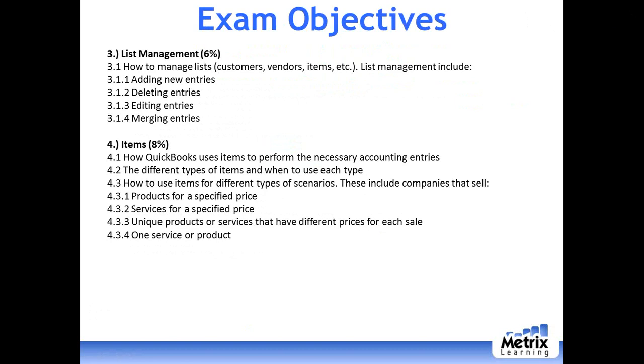You will want to know items next, which is part number 4. This is 8% of the questions that are asked. How QuickBooks uses items to perform necessary accounting entries, the different types of items, and when to use each type. For this, refer to Chapter 5, page 48 in the Mastering QuickBooks Day 1 manual. And how to use items for specific types of scenarios. So this includes companies that sell products for a specified price, services for a specified price, unique products or services that have different prices for each sale, or one service or product.